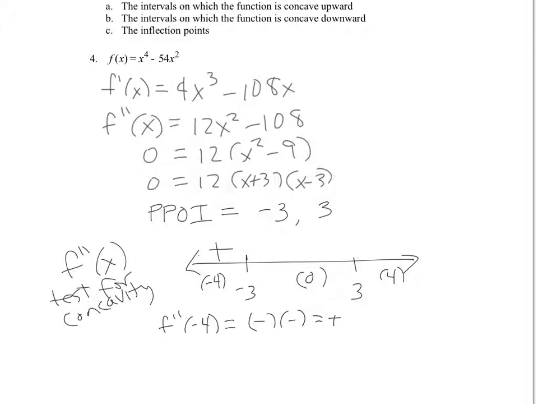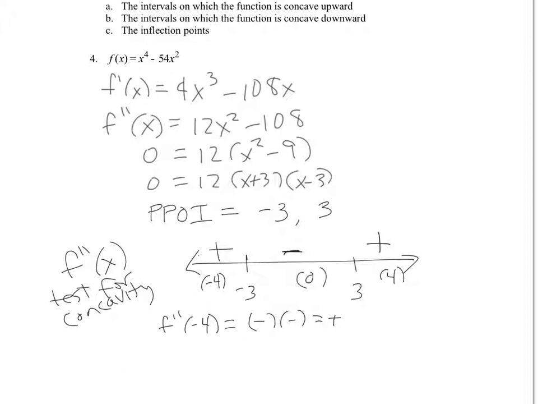Now, plug in 0. If I plug 0 into the first parentheses, 0 plus 3 is what sign? Positive. 0 minus 3 is negative, and a positive times a negative is a negative. And then let's plug in +4. What would 4 plus 3 be? Positive or negative? Positive. And 4 minus 3 would be? So a positive times a positive is a positive. We've got some sign changes. What does that tell us?